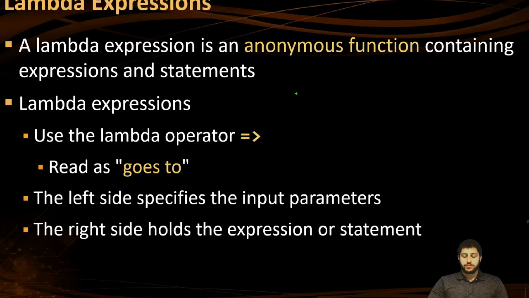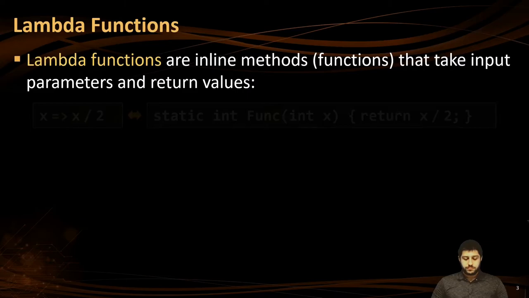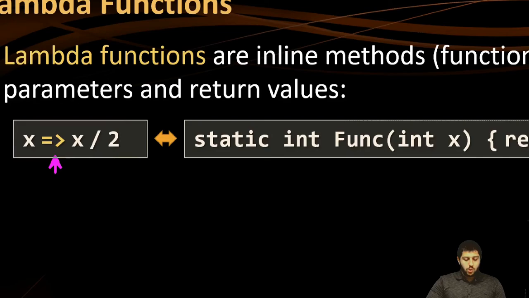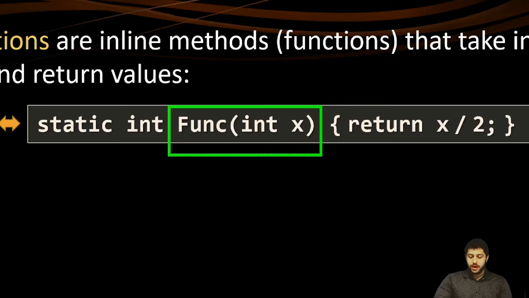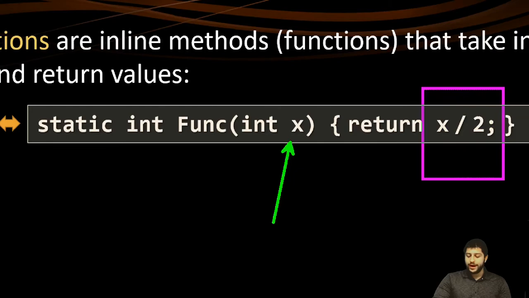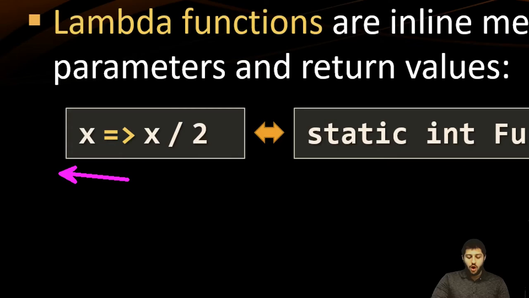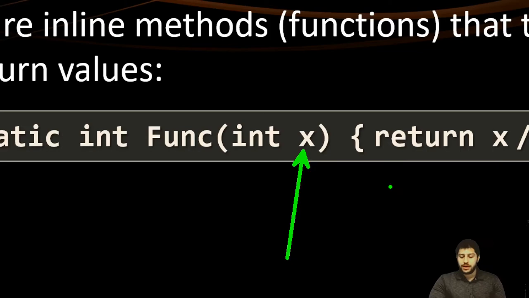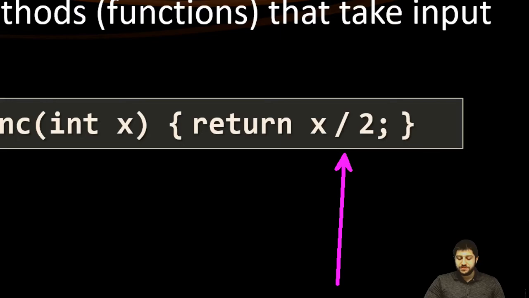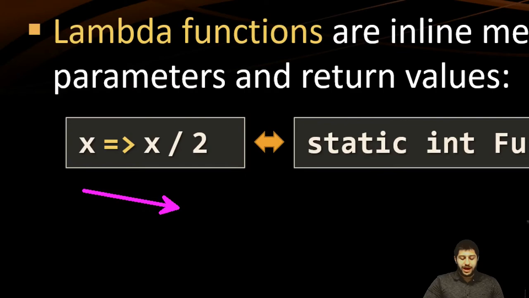Now, let's see an example of an actual lambda function. First of all, we have this one. So it's x goes to x over 2, or x divided by 2. What happens now is under the hood, we get this inline method. We get int function where int x, the parameter, goes to x divided by 2. And you'll see here that everything on the left here, we can even have x, y, is defined as the parameter here. So we have one parameter called x. And this parameter goes to x divided by 2. So whatever we had here on the right side is the actual expression.